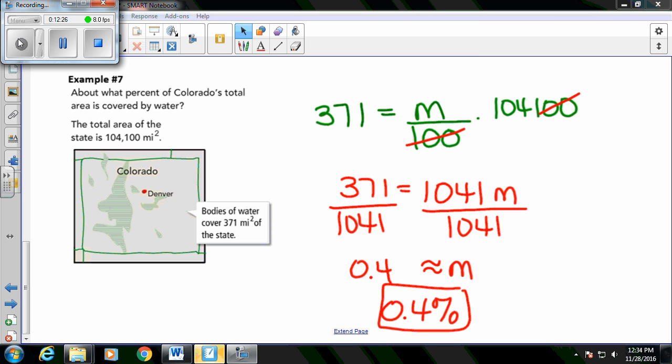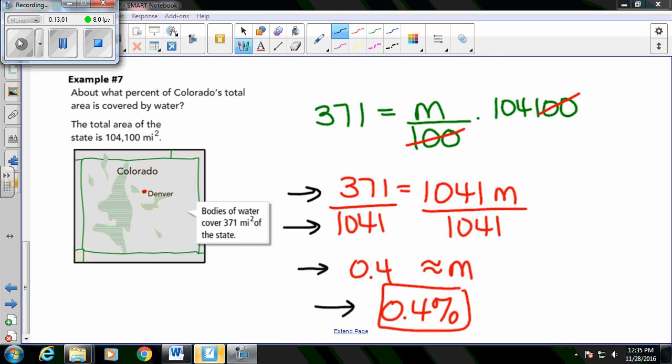When I set up my problem, I have 371 equals m over 100 times 104,100 square miles. Right away, if you look at my reds, with this 100 here and the 2 zeros here, I cancel them out. Get rid of that nasty fraction. So I had 371 equals 1,041 m left over. I divided both sides by 1,041. I did my arithmetic, and I came up with approximately 0.4%.